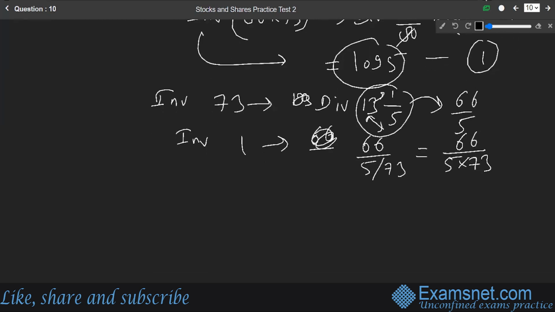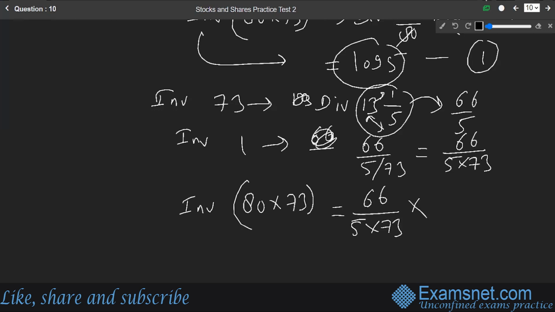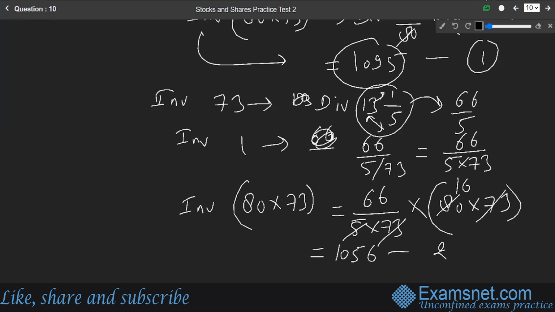Now, how much investment has been done? We have assumed the investment is 80 into 73. So an investment of 80 into 73 will give 66 by 5 into 73 into 80 into 73. That will be the ultimate income received. If you solve this, 73 gets cut from 73. 5 and 80 give you 16. 16 into 66 is nothing but 1056. So this is the second dividend.